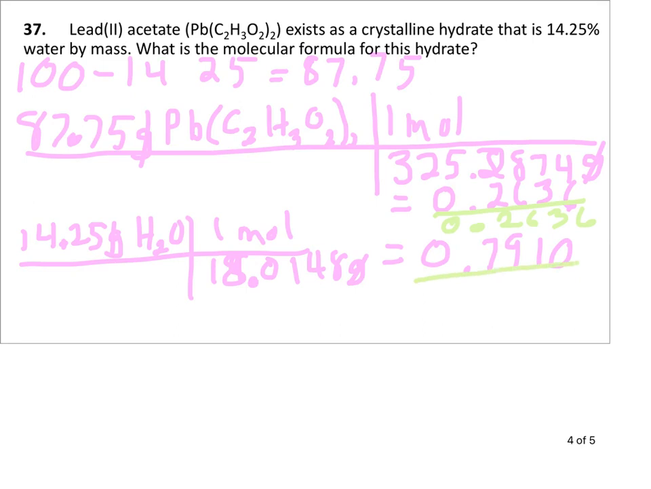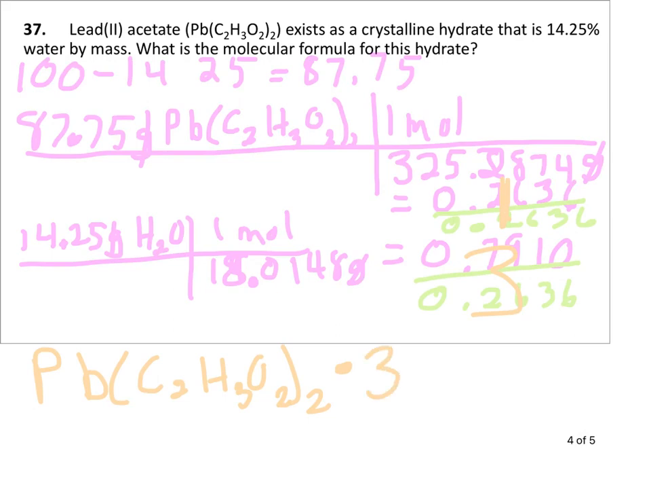0.2636. Didn't leave myself much room there. Resulting in a 1 up here and a 3 down here. So our formula is Pb(C2H3O2)2 dot 3 H2O.